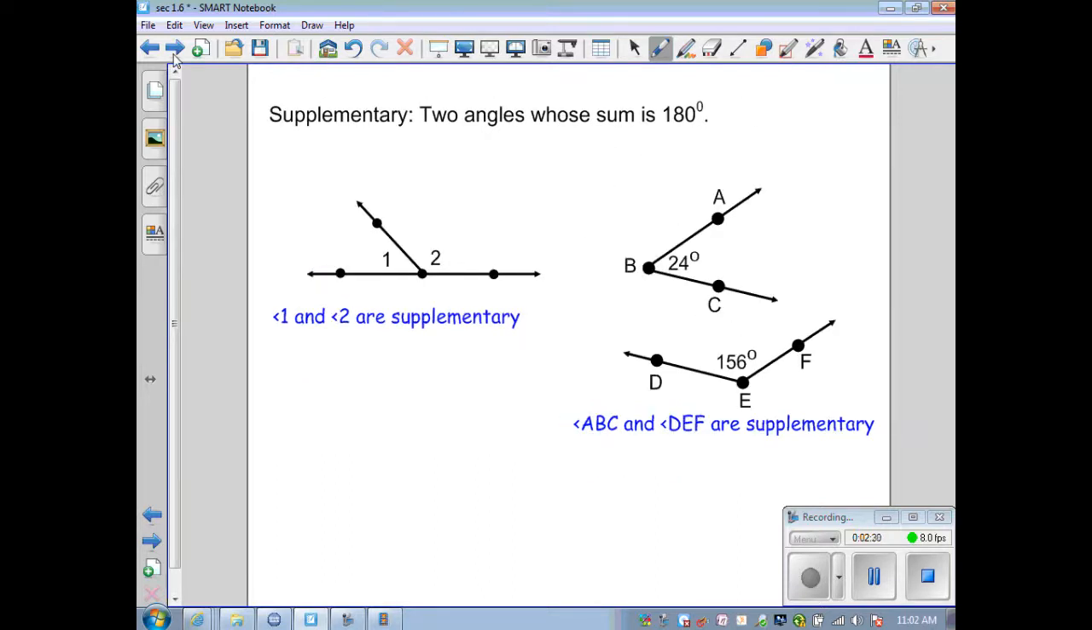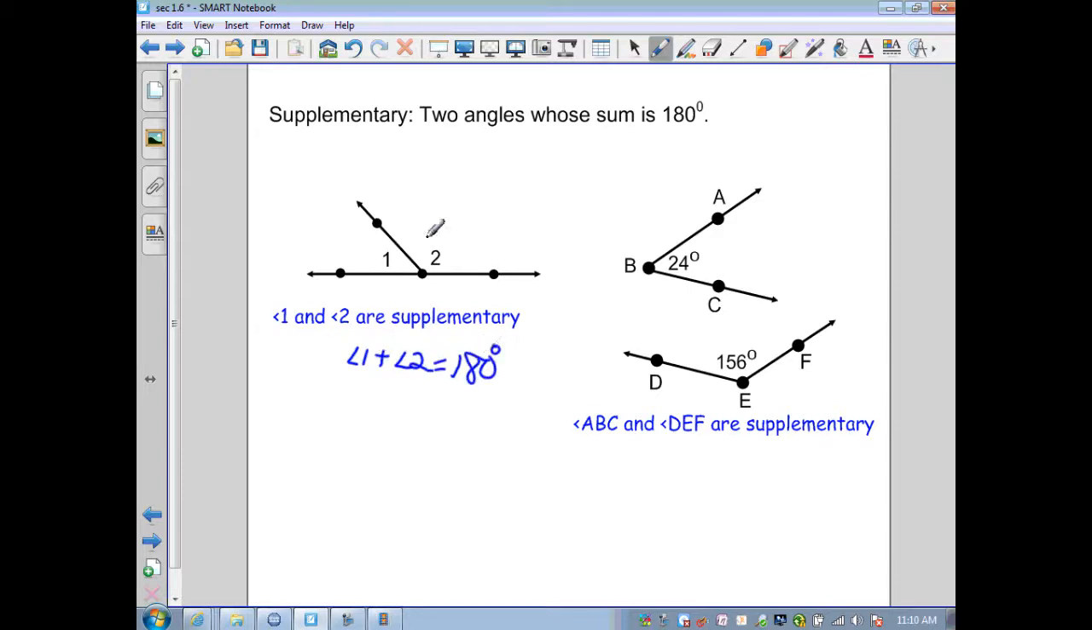Next, supplementary. The same idea as complementary, except these two angles have a sum of 180 degrees. Like on our previous slide, I had a right angle designated by the red box, and I knew that that would add up to 90 degrees. Here, I'm given a straight angle. Therefore, I know that angle 1 plus angle 2 must equal 180 degrees. Therefore, these two adjacent angles are supplementary.